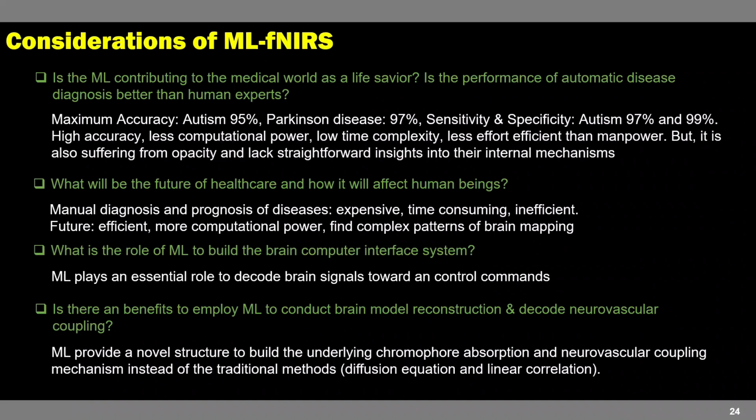And for neurovascular coupling, I think that is a very cool direction, because normally people just use linear correlation to generally relate this mechanism, but I don't believe neurovascular coupling is as simple as a linear model. So maybe using machine learning or deep learning, we can do other dynamic-level prediction.